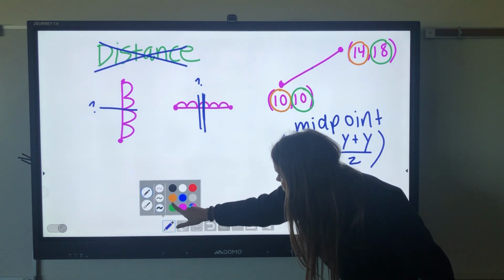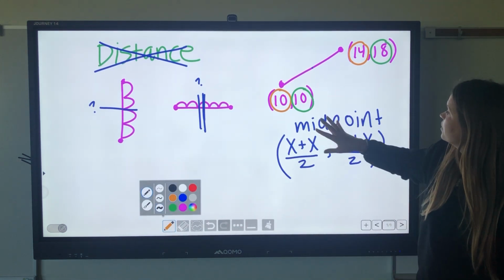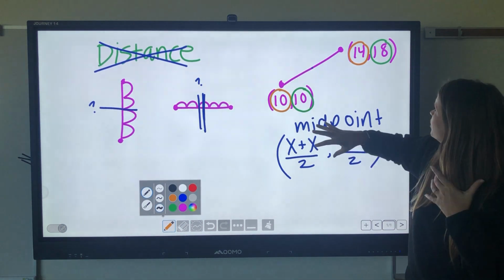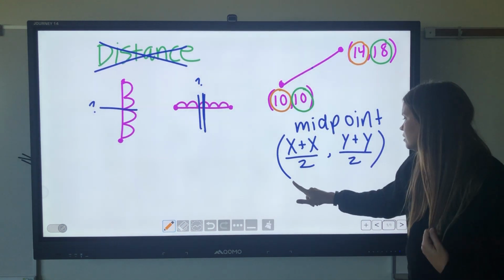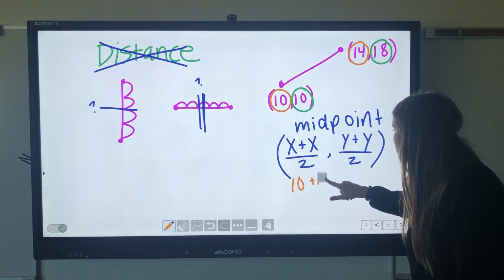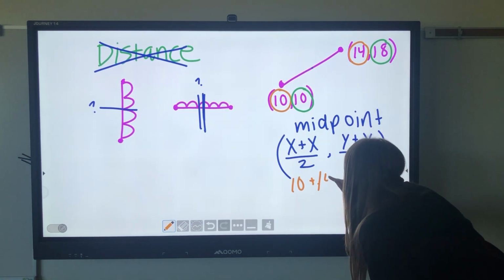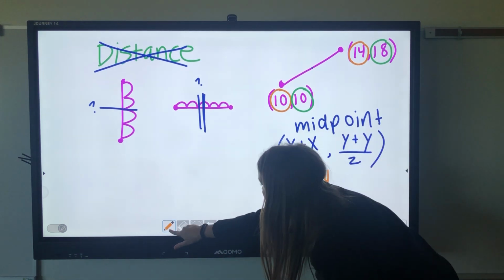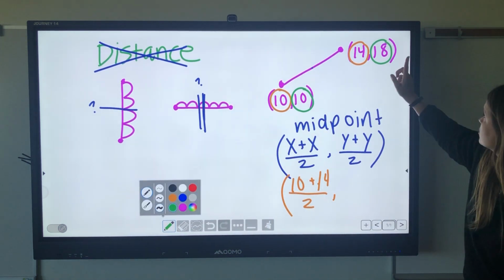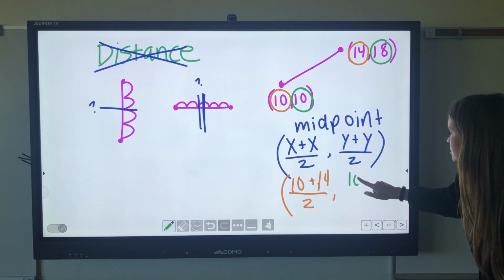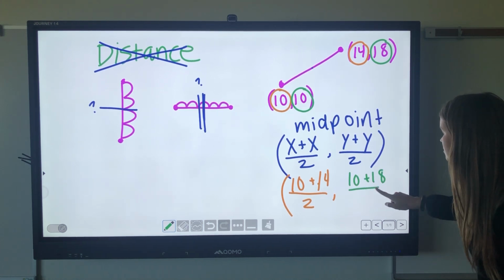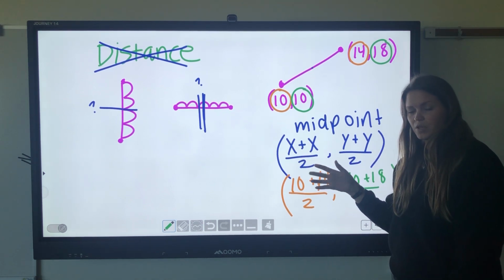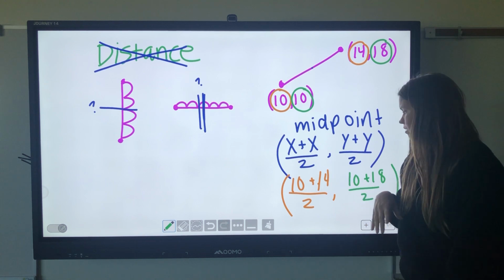So it's just like the distance where the yellow ones, but now instead of subtracting, because think of distance is subtract, that makes sense, we're adding 10 and 14. 10 plus 14 divided by 2, and the green ones were 18 and 10. 10 plus 18 divided by 2. And adding numbers together, it really doesn't matter the order because addition is commutative. You learned that back in middle school.